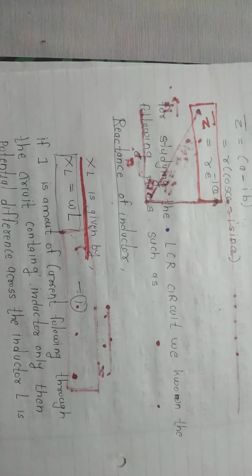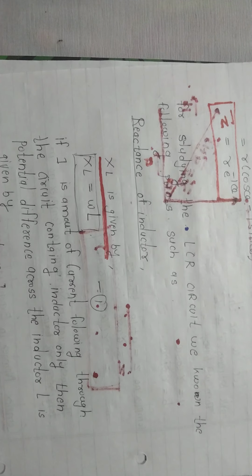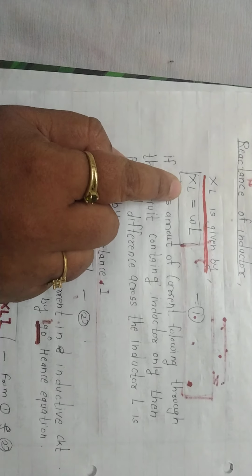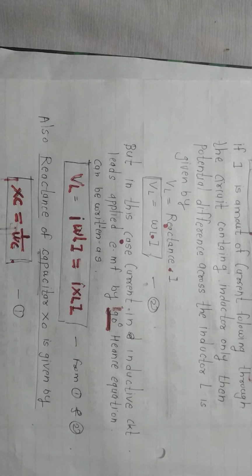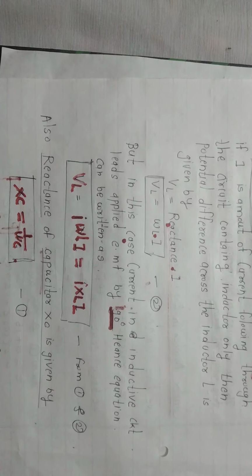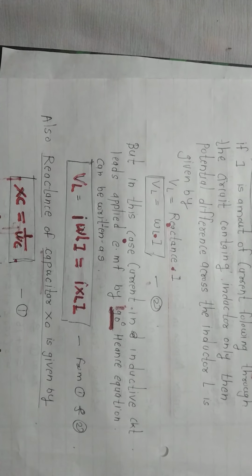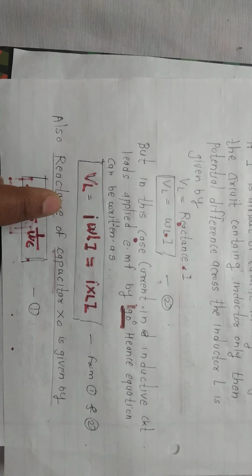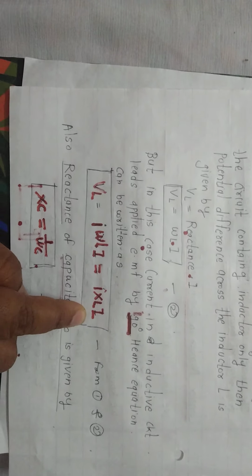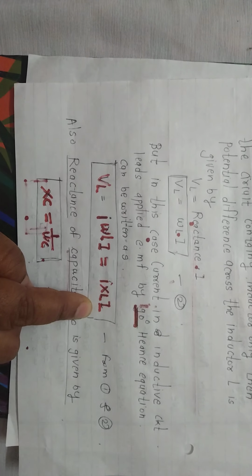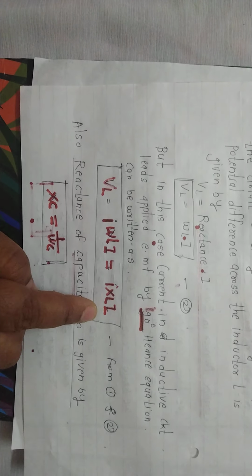Next is the LCR circuit. In an LCR circuit, we study important facts such as the reactance of the inductor. It can be written as XL equals omega L. If current I is flowing through the circuit, then VL is equal to omega L I, and the potential difference across the inductive circuit is VL equal to i XL I.